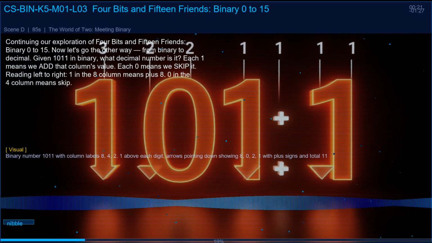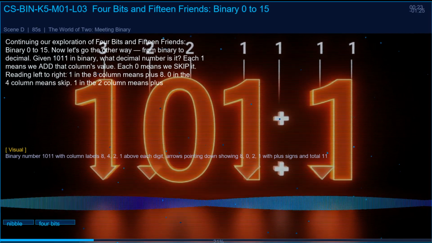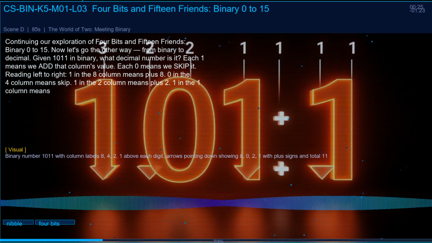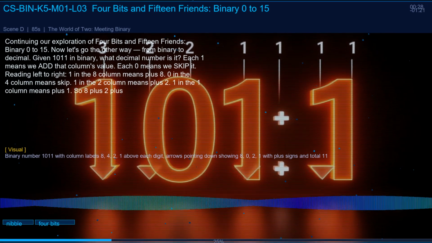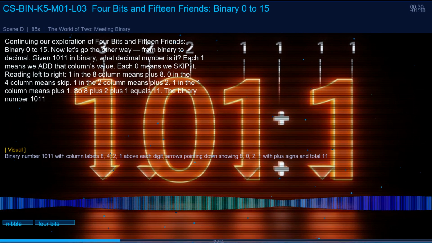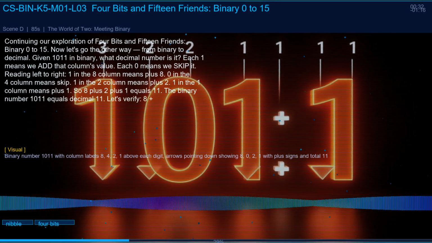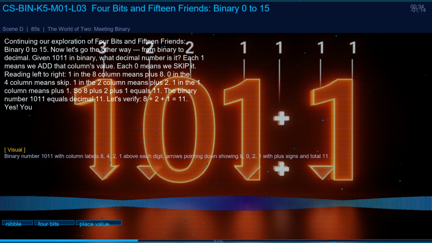Reading left to right, 1 in the 8 column means plus 8. 0 in the 4 column means skip. 1 in the 2 column means plus 2. 1 in the 1 column means plus 1. So 8 plus 2 plus 1 equals 11.